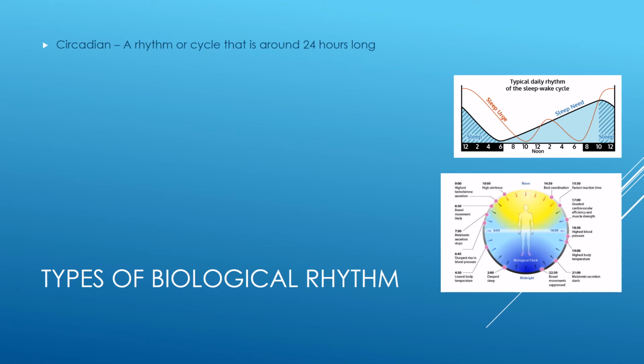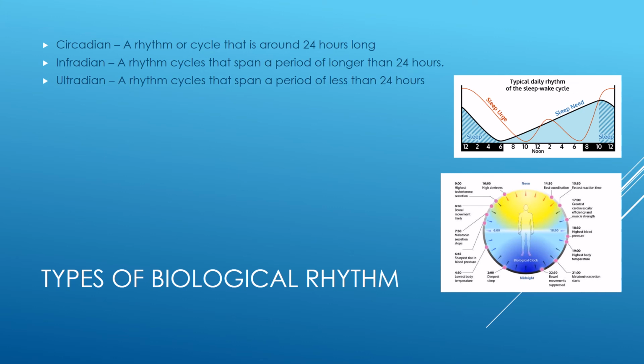Circadian rhythms are a rhythm or a cycle that is around 24 hours long. So circa, around, and then diem, which is Latin for day. Whereas infradian rhythms, as I've mentioned, are longer than 24 hours, and ultradian ones are under 24 hours. I remember the U in ultradian as the U for under 24 hours, and that helps me remember the difference between them. And then, of course, DN for day.